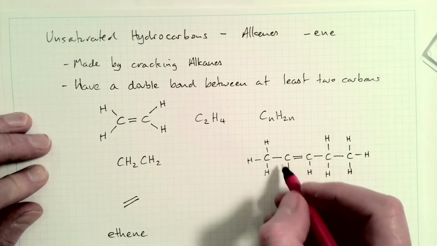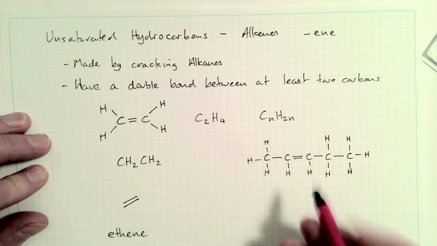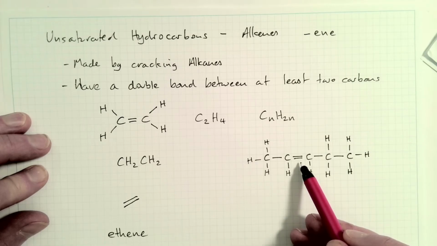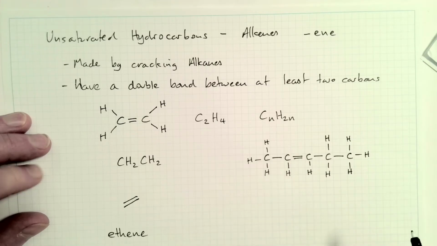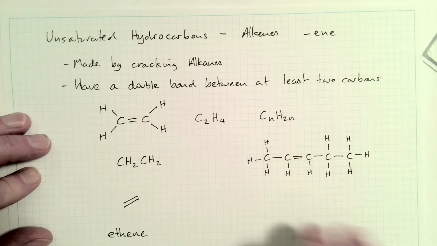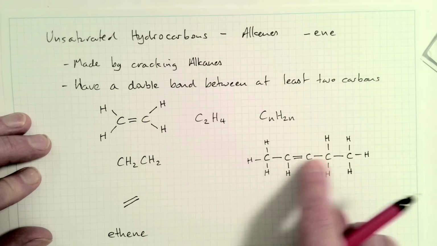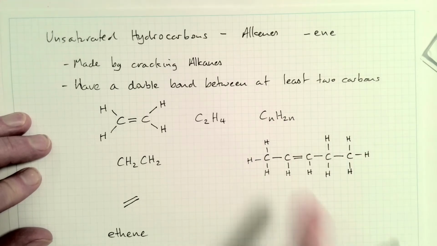But the problem here is that we have to indicate where the double bond is, because the double bond could be here, which is where it is in this diagram, or it could be here, and these would be separate isomers of the pentene. So we have to give the pentene 2 different names. If it's either here or here, it's going to be the same structure, because you could just turn it over.